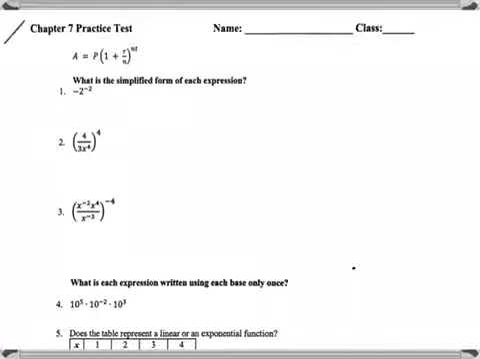So this is the Chapter 7 practice test video key / tutorial. So question 1 says, what is the simplified form of each expression?